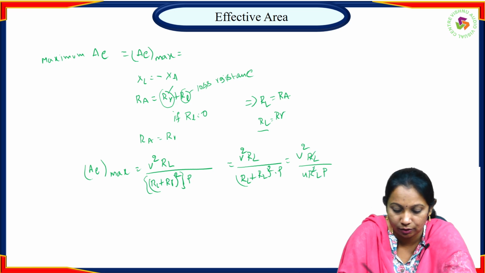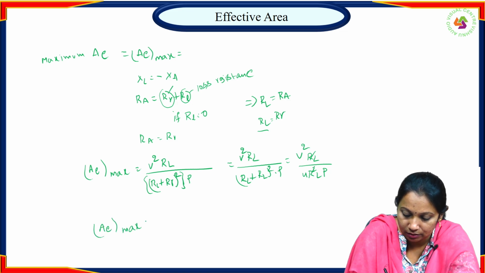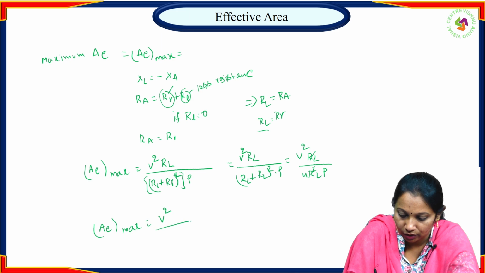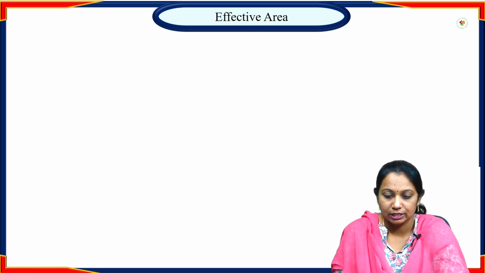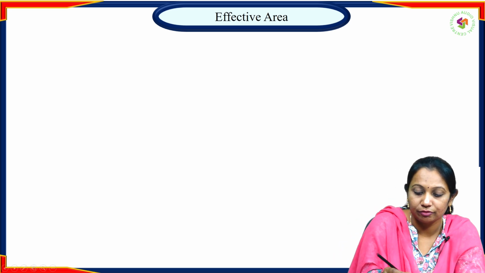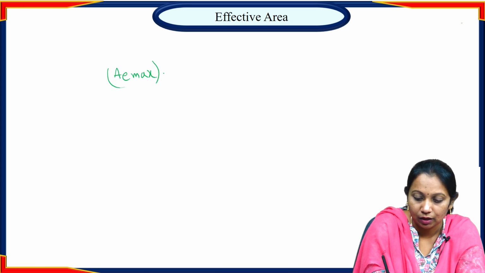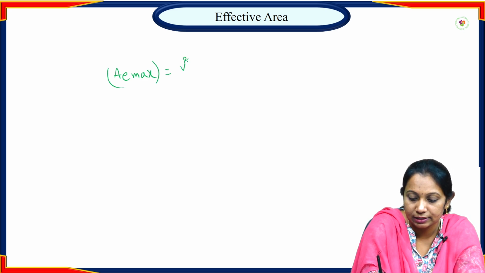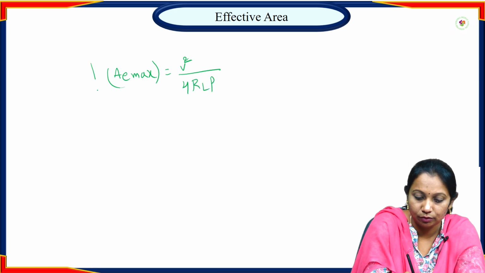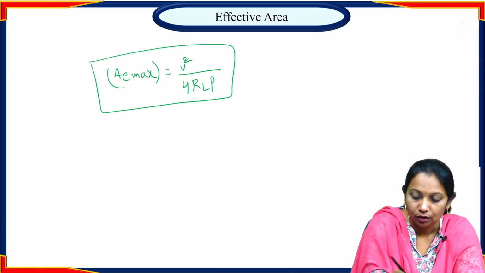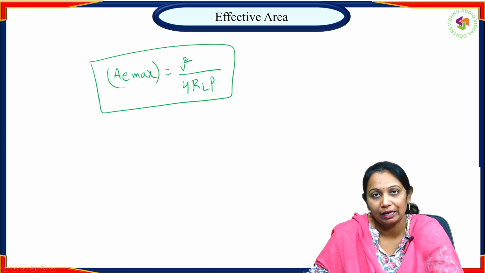So here, in the numerator and denominator, terms are there. So AE max is equal to V square by 4RL into P. So this is the expression for the effective area. The final expression for the maximum effective area is V square by 4RL into P. So this is the way to calculate the effective area of any antenna.